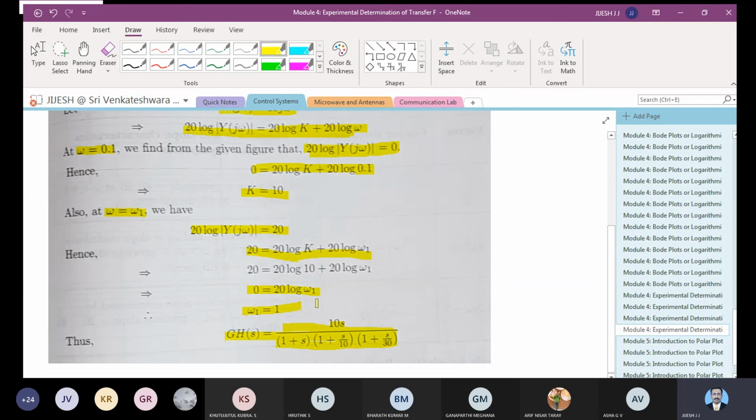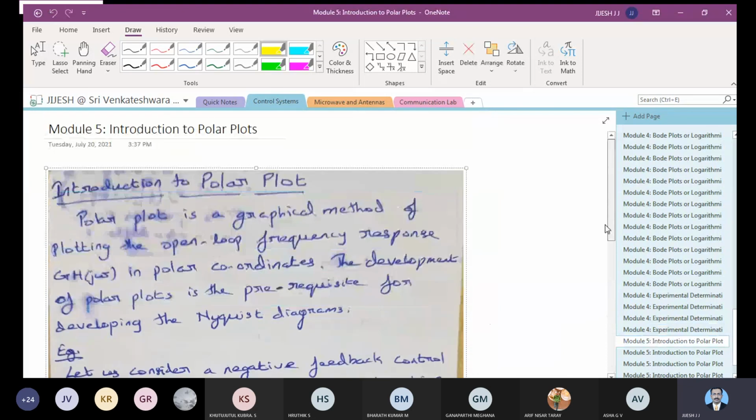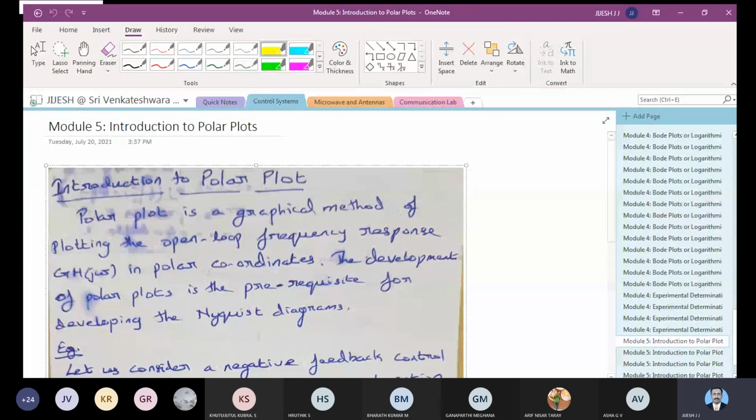So this is all about module 4 and we will stop it here. This is the experimental determination of transfer function, and this is all about module 4. In the next class we will be starting with module 5, where we will be discussing a few things, and then we will continue with module 5. So that's all for today, and I will stop now.